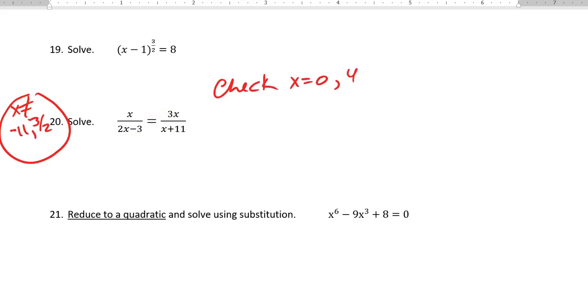Now, we already know that -11 and 3/2 are bad. They're bad, and they're not allowed in our domain. We did that before we started the problem. But let's just go ahead and check 0 and 4.